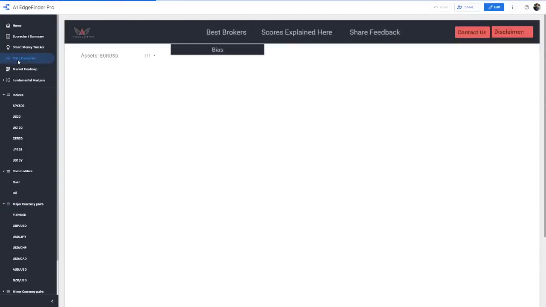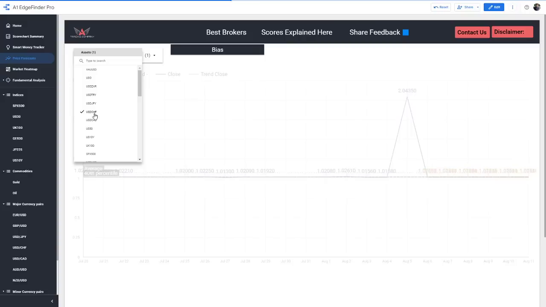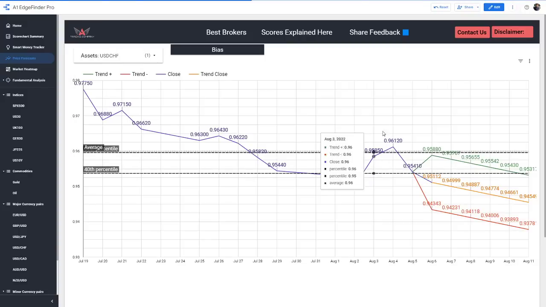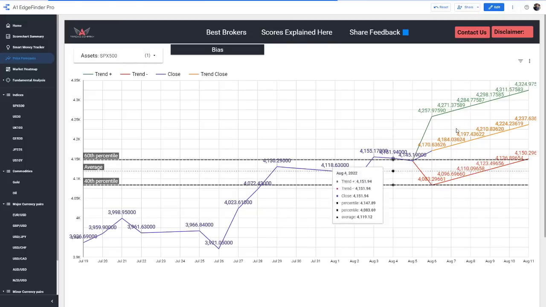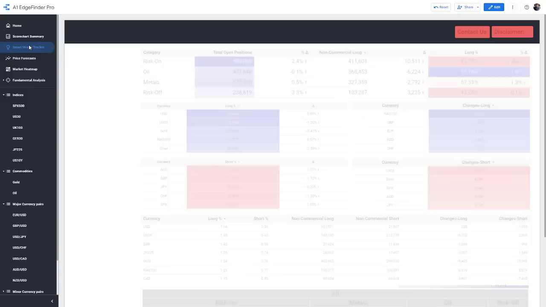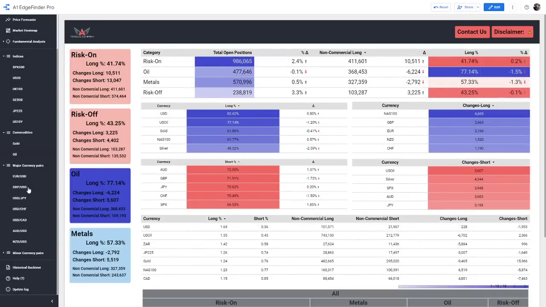Also, if you want to take advantage of the price forecasts, you can actually go in here and get an individual view. So for example, if I want a bigger screen view of the price forecast, here's dollar Swiss. I can select any one off of our list, we can take a look at the S&P 500. You can also track smart money moves basically by seeing what the commitment of traders data tells us.